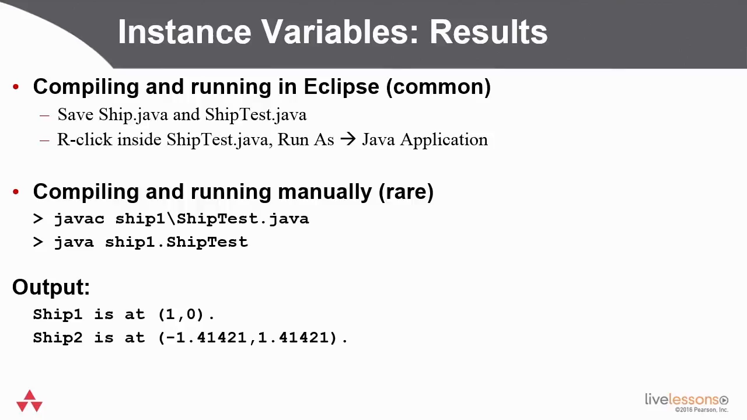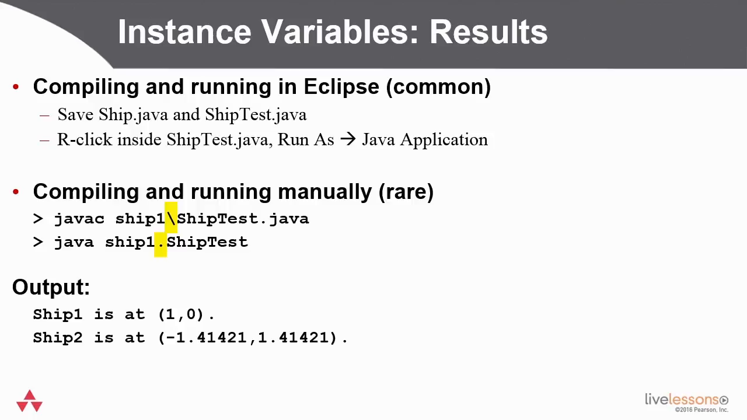Now, it's very rare that you'd want to compile and run a class from the command line, but if you really need to, you can do so. When you do javac, you would give the package name and then a slash. When you do java, you would give the package name and then a dot.